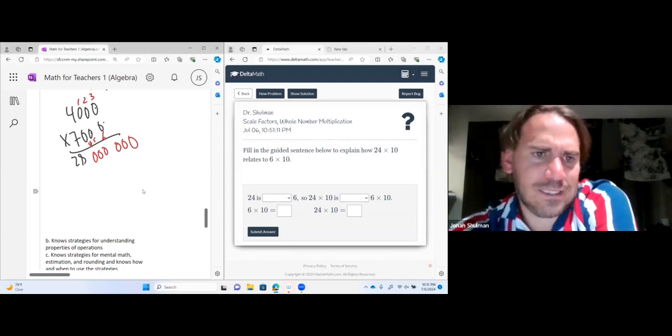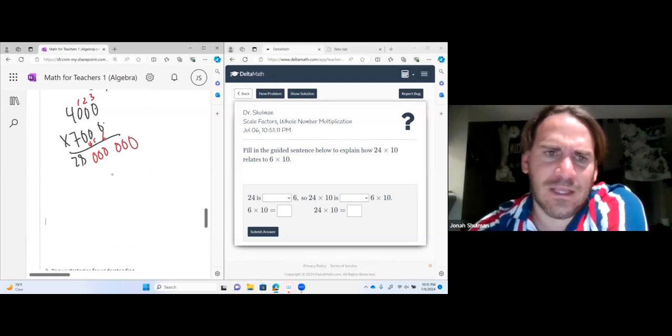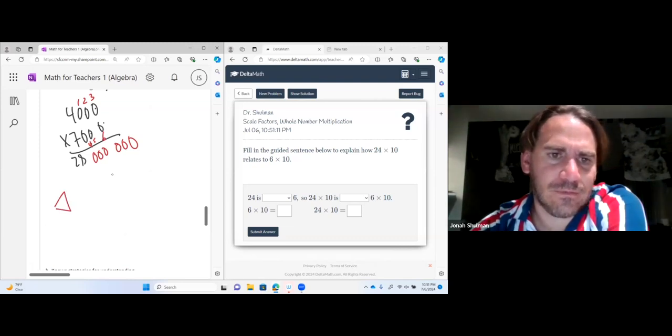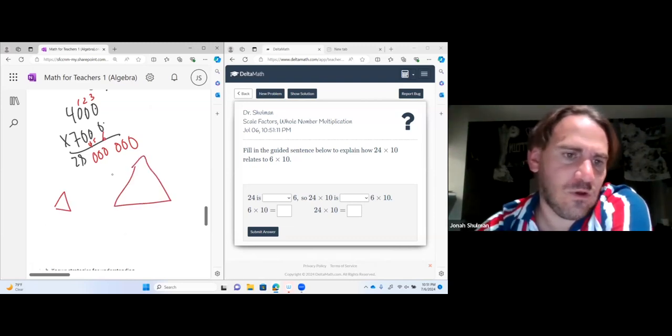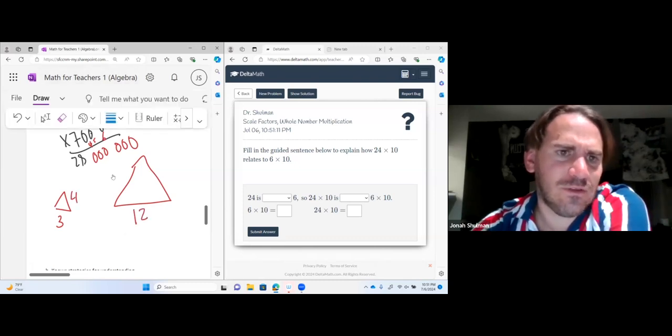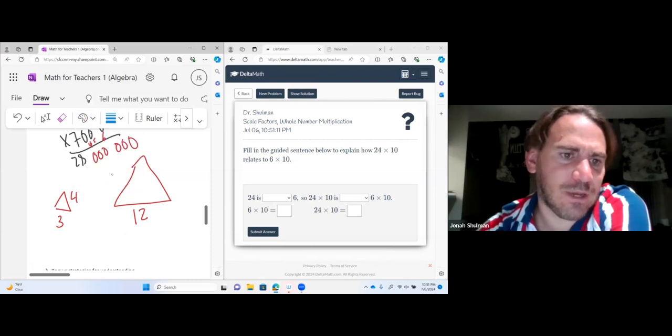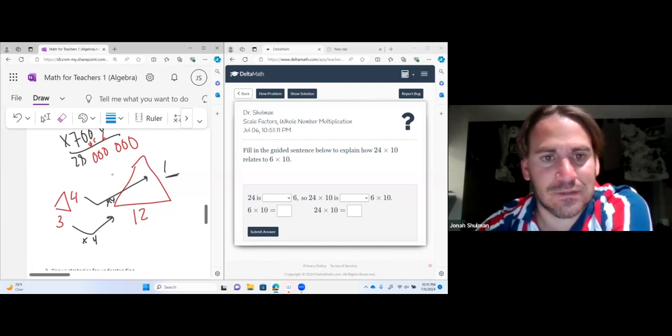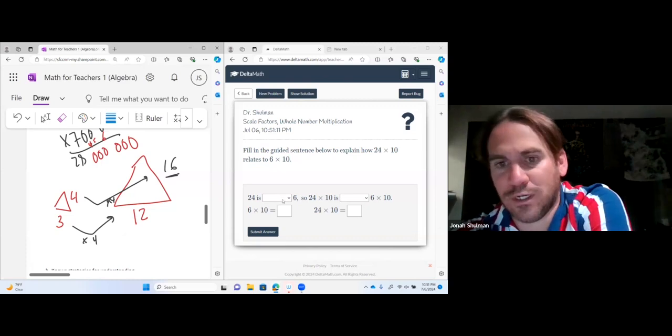So finally, we've got a scale factor. Another way to really think about multiplication. So scale factoring is basically if I have a shape, right? And I know this is 3 and this is 12, and I know this is 4. As long as they're the same shape, I can think about the scale factors. 3 times 4 is 12. So 4 times 4 would make this missing piece 16. That's how it would work.